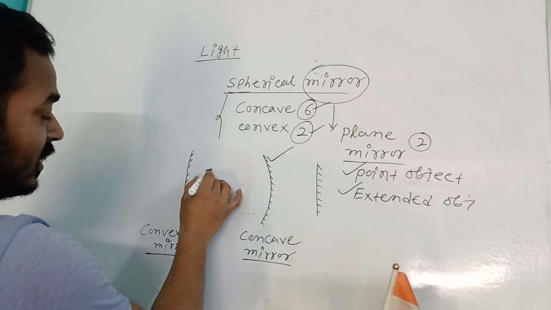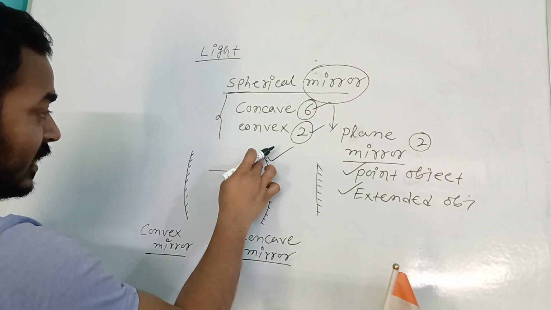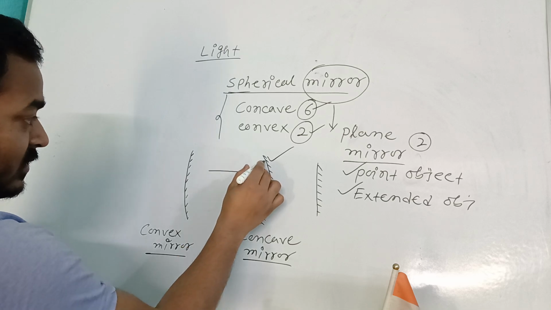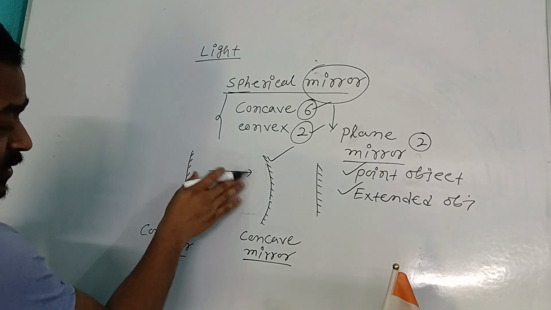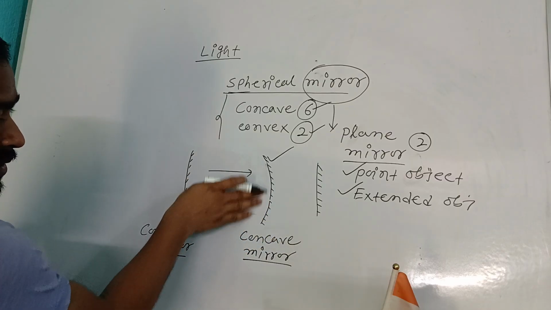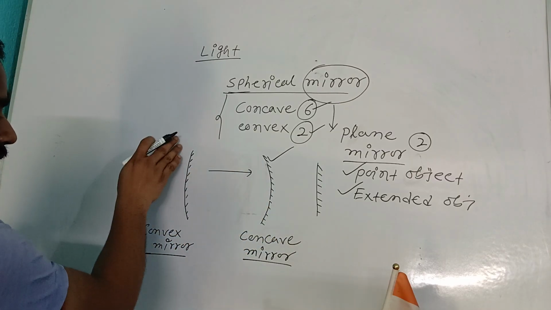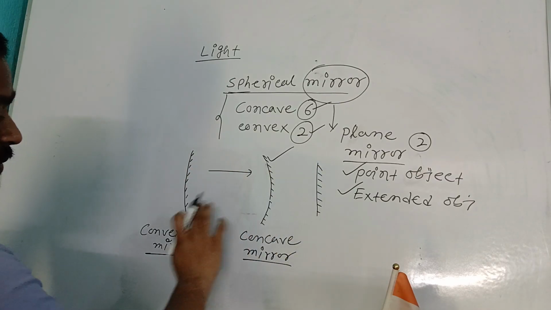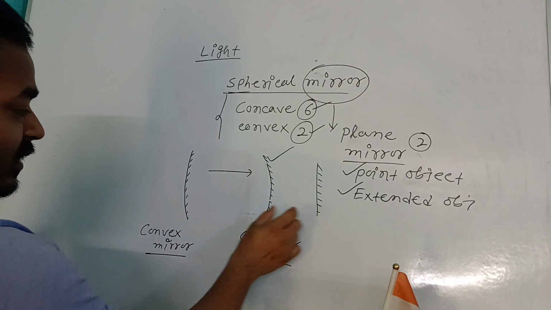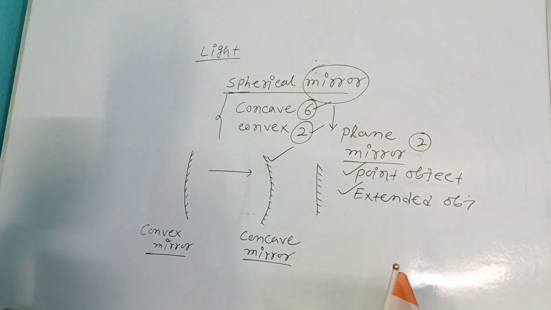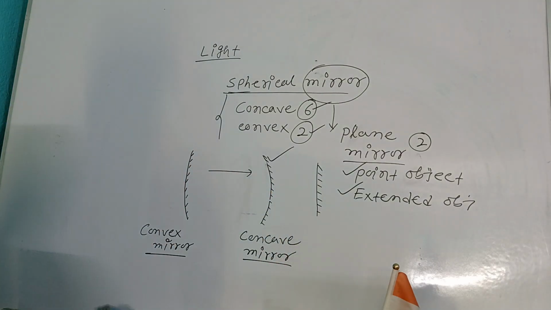So rays are coming, clear? They are striking on this surface, the front surface, the front face, and those are the back. So first the plane mirror, then this is the concave mirror, and this is the convex mirror.